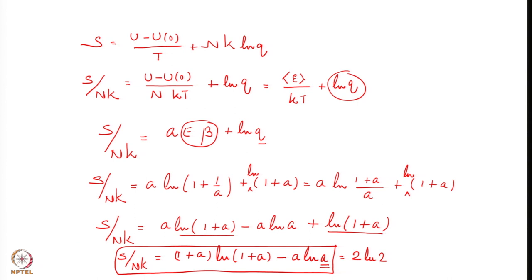And if you want to calculate the entropy, then you have to use 2 log 2 multiplied by n multiplied by the Boltzmann constant. You know the values of the Avogadro constant and the Boltzmann constant. Therefore, the entropy per mole can easily be evaluated. So through various steps, I hope you understood how to begin from a certain step and take it forward, keeping in mind the desired answer.